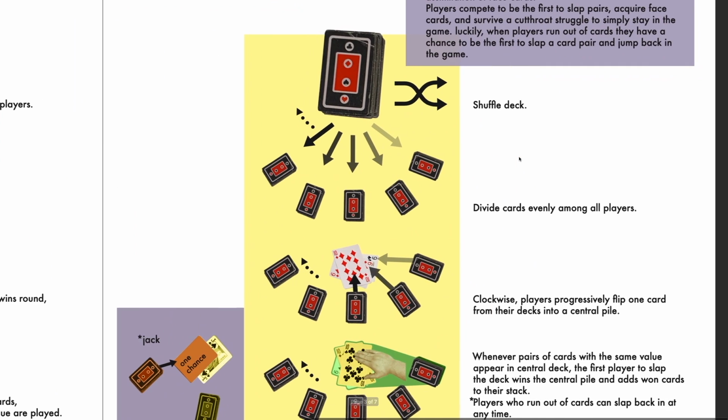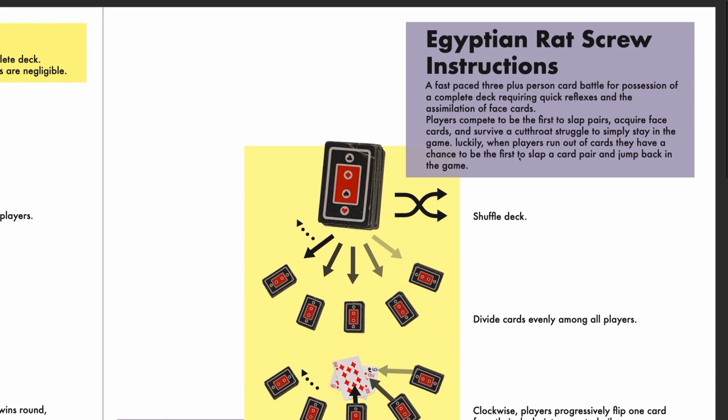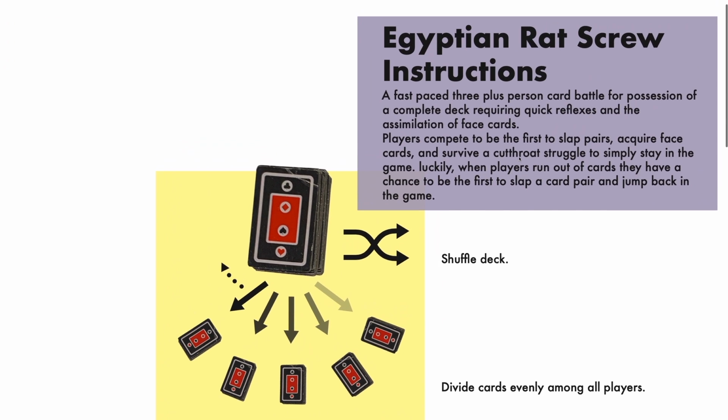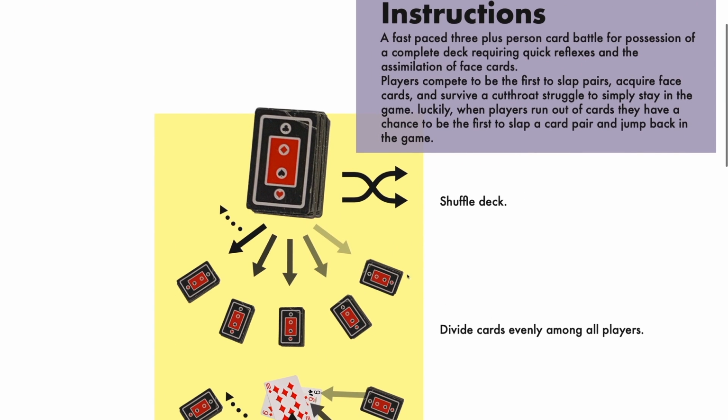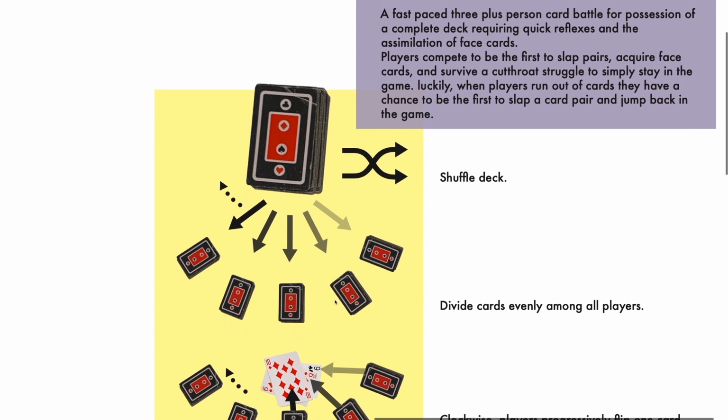Next one, Egyptian Rat Screw. So step 1 again, shuffle deck. Divide cards evenly among players. So this is where we have the gradient arrows saying that this is the most recent one, this is the oldest one to be pulled. This is saying that it just keeps going until you've cycled through all the players, because there can be more than 5.